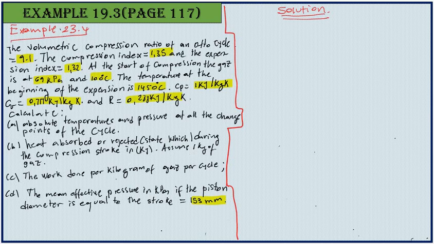So in C, they want us to determine the work done per kilogram of gas per cycle. And then D, the mean effective pressure in kilopascal. If the piston diameter is equal to the stroke, so the value of the stroke is 153 millimeter.